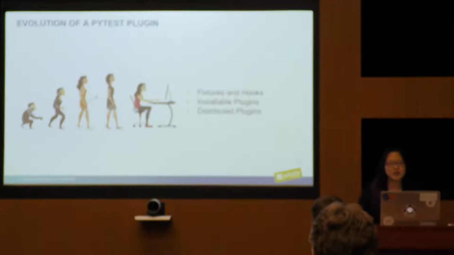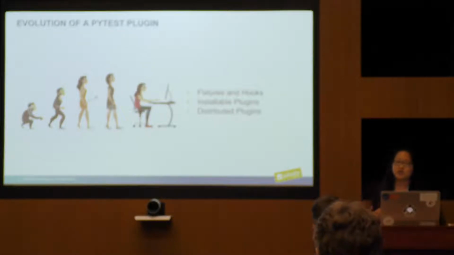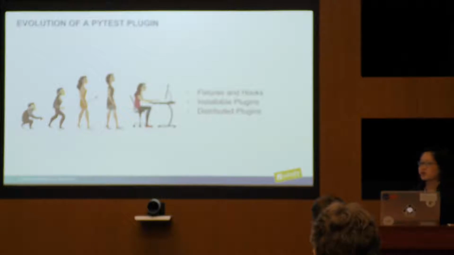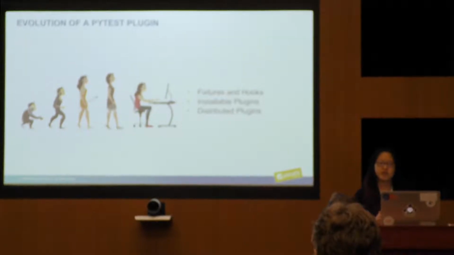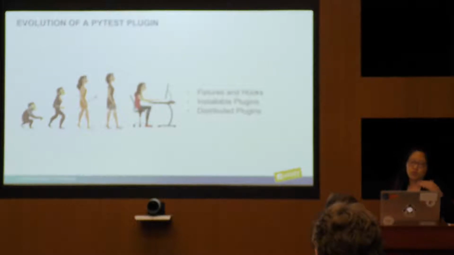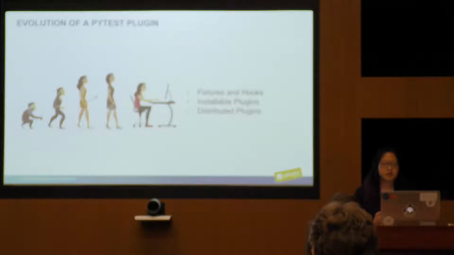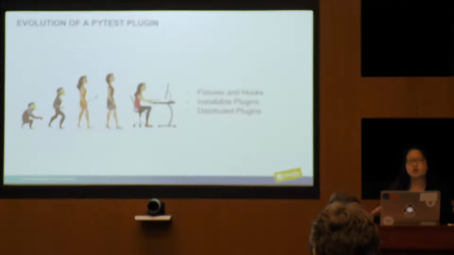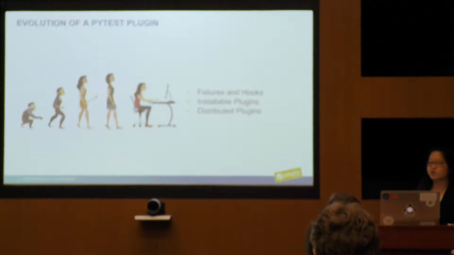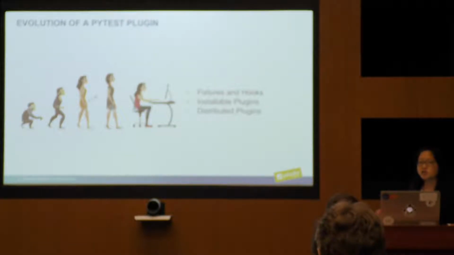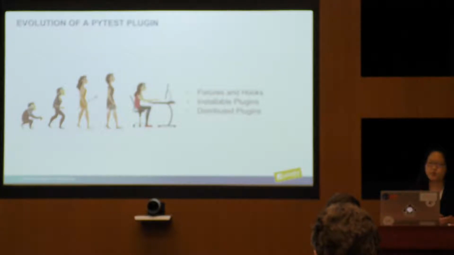So this is kind of what I think of as the evolution of a Pytest plugin. I found it easiest to start off with writing fixtures and hooks, which are the building blocks of your plugins. And from there, you can go into writing installable plugins so that you can pip install them in other repositories that you're using. And then finally, if you want to distribute your plugins for other people around the world to use, you can create a distributed plugin, which I won't go into detail today, but it's basically like packaging and publishing any other Python package on PyPI.